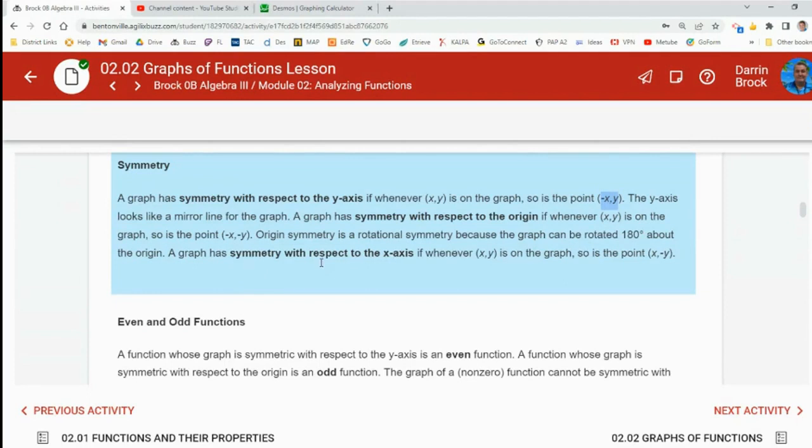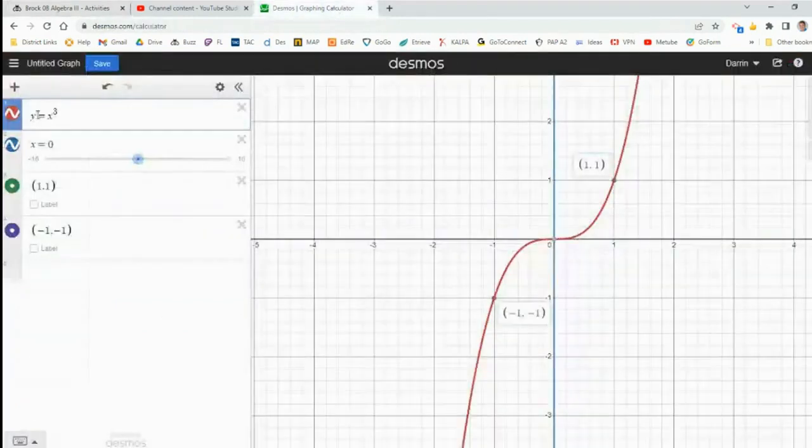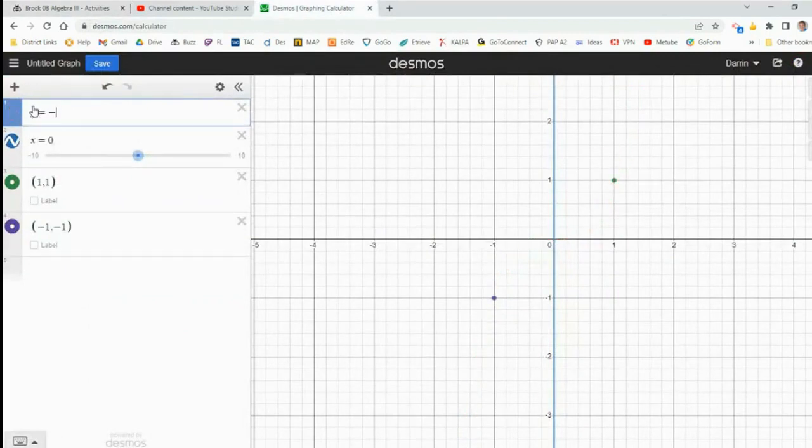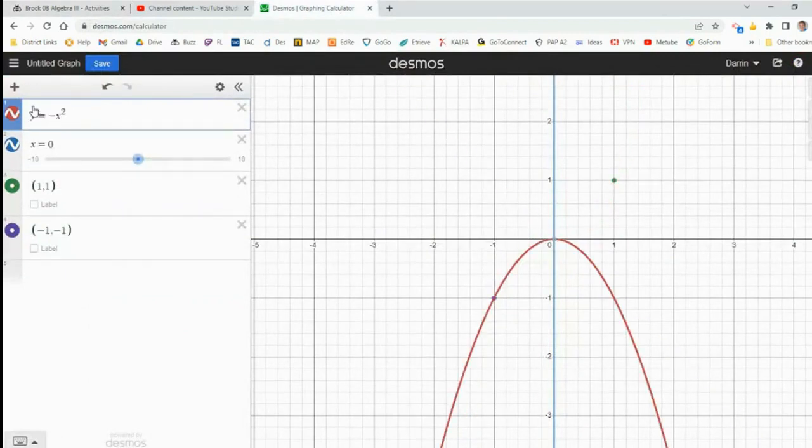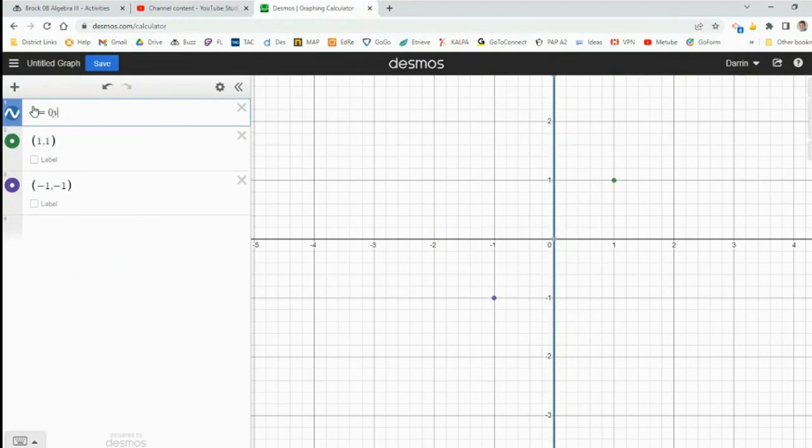A graph has symmetry with respect to the x-axis. Okay, let's look at the x-axis symmetry. Negative x squared. Oh, I'm sorry. x equals y squared.